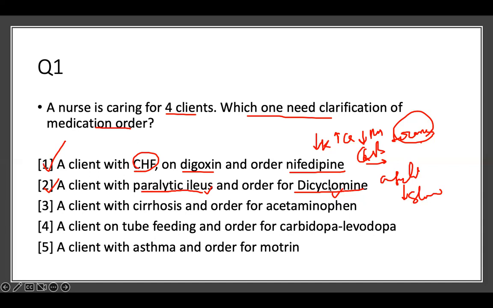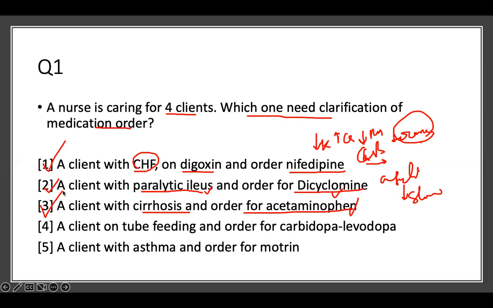You know, other side effects too: you can't pee, it's going to worsen your glaucoma, and your mouth is going to get dry. Those are all side effects of anticholinergics. Those 4 things should come to mind whenever you see an anticholinergic medication. A client with cirrhosis and an order for acetaminophen. Of course, you shouldn't do that. With cirrhosis, you want to avoid any additional liver injury, and acetaminophen will cause additional liver injury. Therefore, we have to clarify.